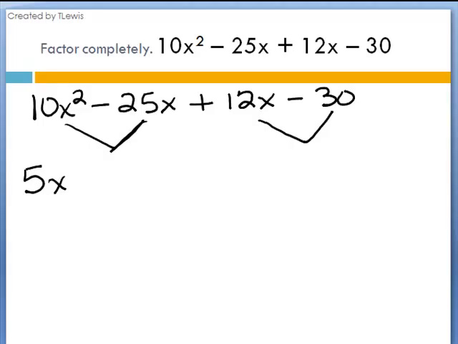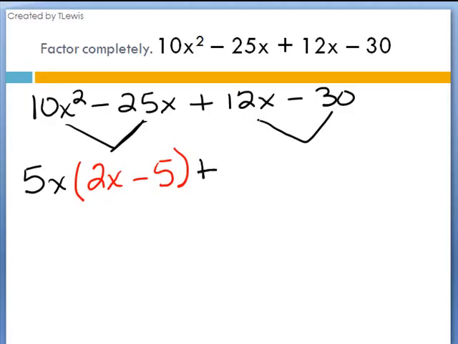Then let's find what's left over. So what would be left over? 2x minus 5. Now the sign of the third term, we want to bring that down.